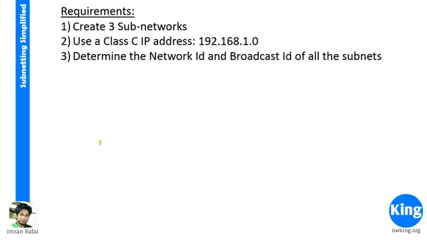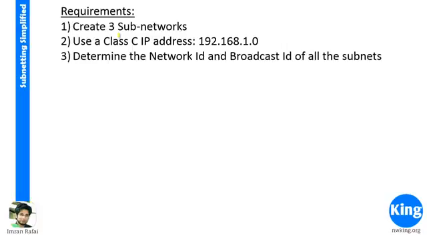Alright, let's get into some problems. We will try to understand subnetting a little more. We have a requirement. It says create 3 subnetworks. Use a class C IP address of 192.168.1.0, and determine the network ID and broadcast ID of all the subnets.